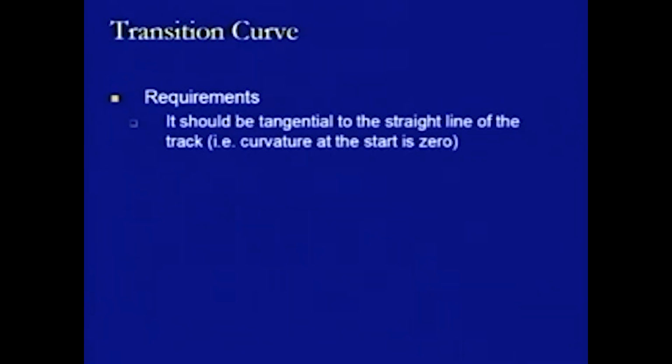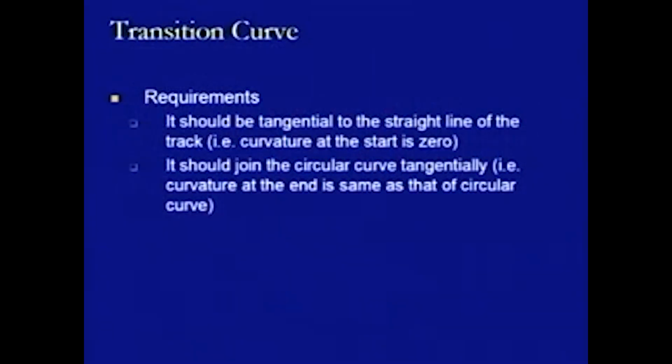The first requirement is that it should be tangential to the straight line of the track. Whatever curve we are providing, that curve should remain tangential to the straight section, that is the point from where it is starting, where the curvature is taken, and we have the radius as infinity at that point. It should join the circular curve tangentially. Again, when it is joining the circular curve, that should also happen tangentially. Here at this point, we have the same value as the circular curve.